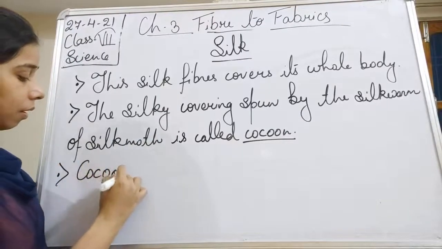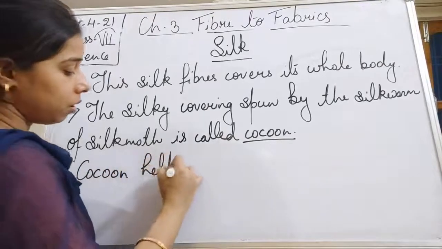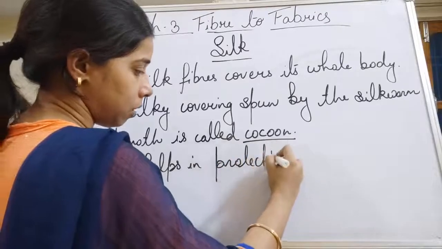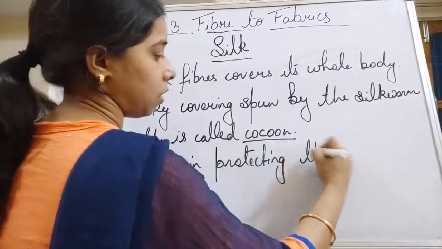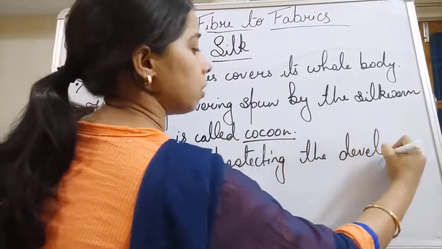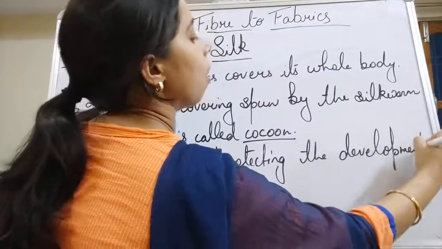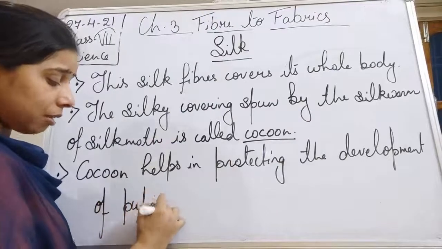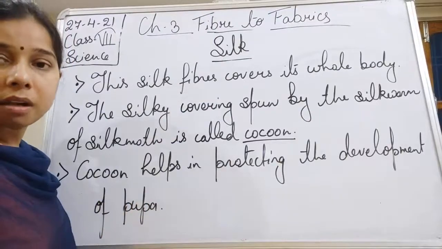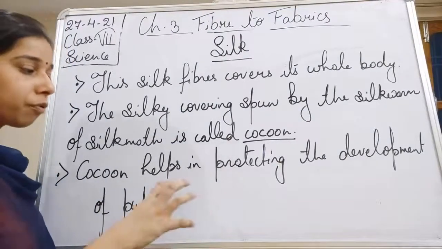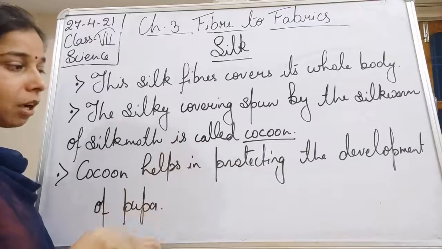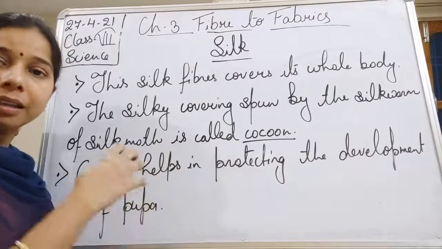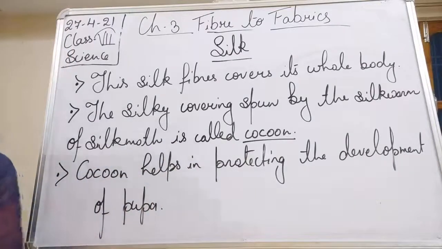Now this cocoon is there to protect. So the cocoon helps in protecting the development of the pupa. What does it mean? It means that the development of the pupa from the larva is protected by the cocoon. This development occurs inside the cocoon itself.